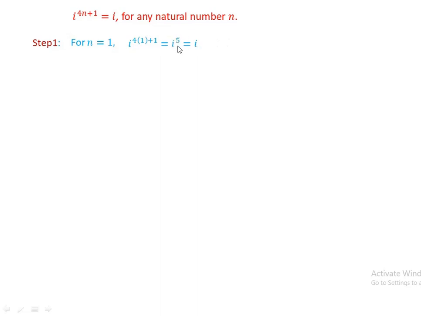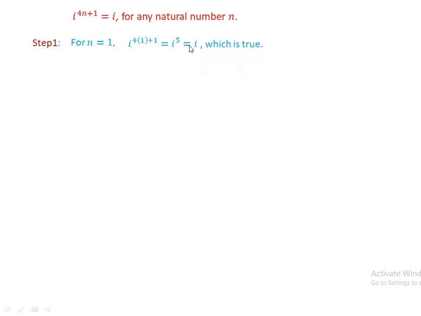Or in other words, i to the power of 5 means i to the power of 2 times i to the power of 2 times i. i to the power of 2 is minus 1. Therefore, minus 1 times minus 1 is 1, and 1 times i is i. Therefore, i to the power of 5 is equal to i, which is true.